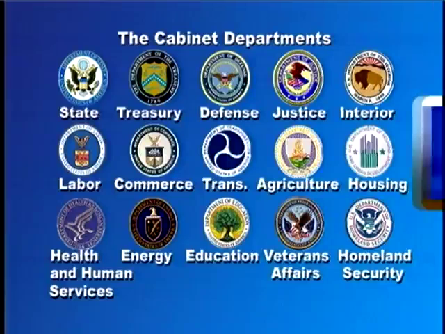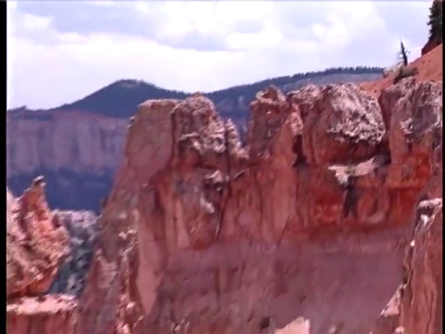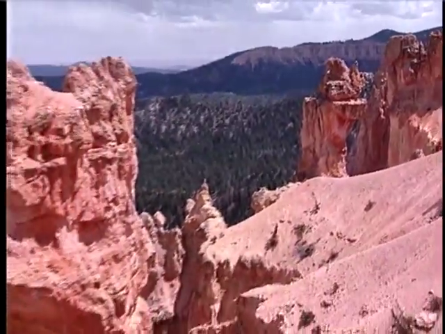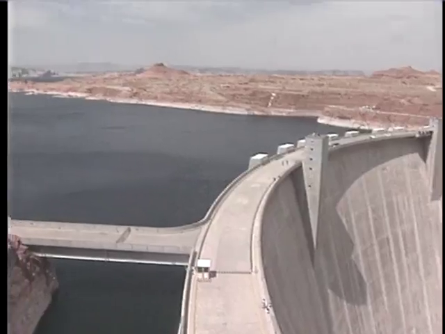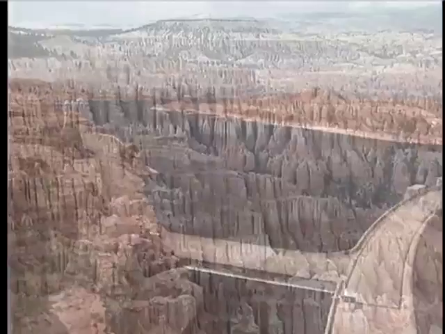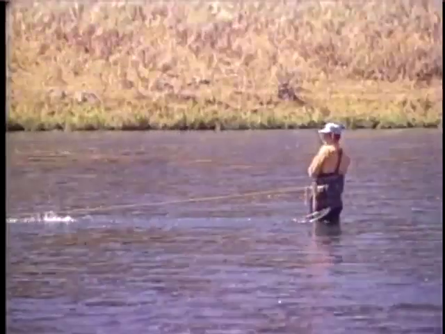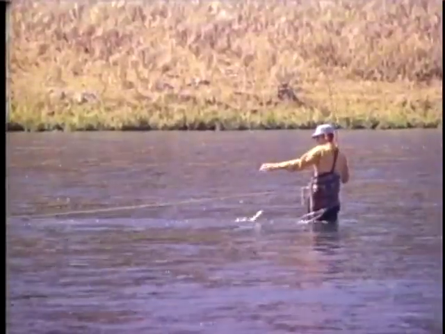The Department of the Interior is directed by the Secretary of the Interior, who is responsible for administering more than 500 million acres of federal land, including the national parks. The Secretary of the Interior also oversees the allocation and conservation of natural resources. The Secretary acts as the President's chief source of information on the nation's water, mineral, forest, fish, and wildlife resources.